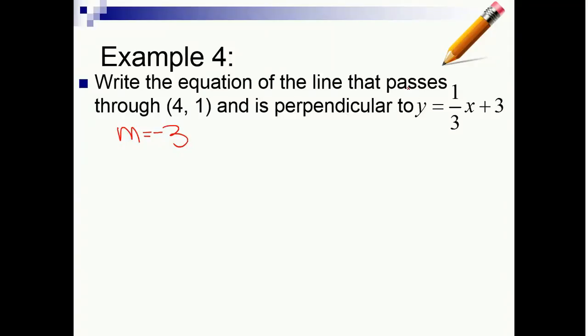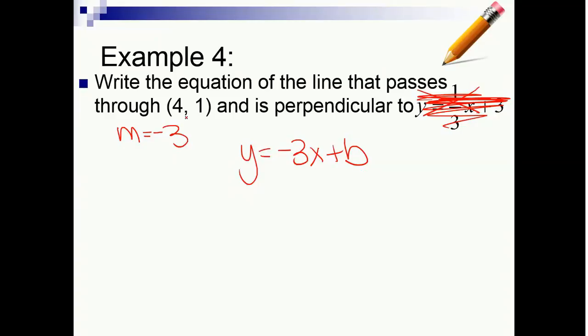Okay? So now, I don't care about that line no more. I can forget about it, because that's all I'm going to need it for, is my slope. I'm going to use this new point. So it becomes like example 2 that we did. So I have y equals -3x plus b. Remember, I don't know b. I don't have my y-intercept yet.